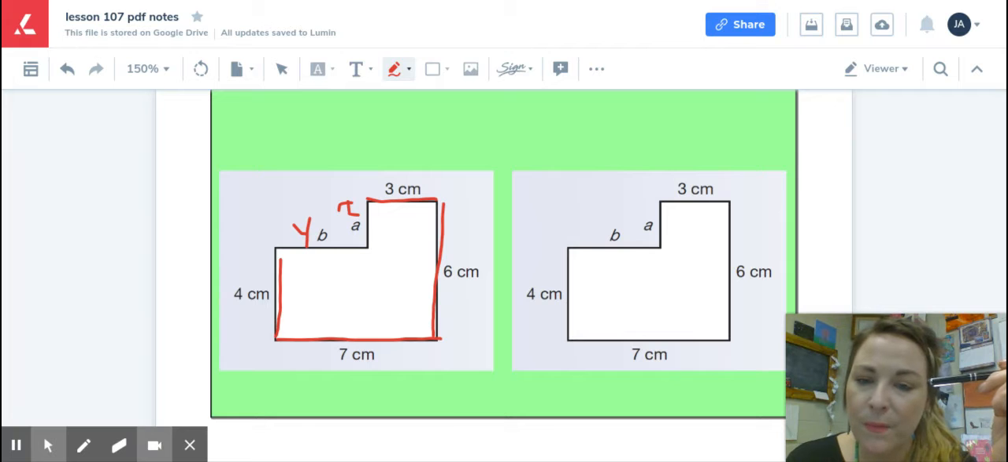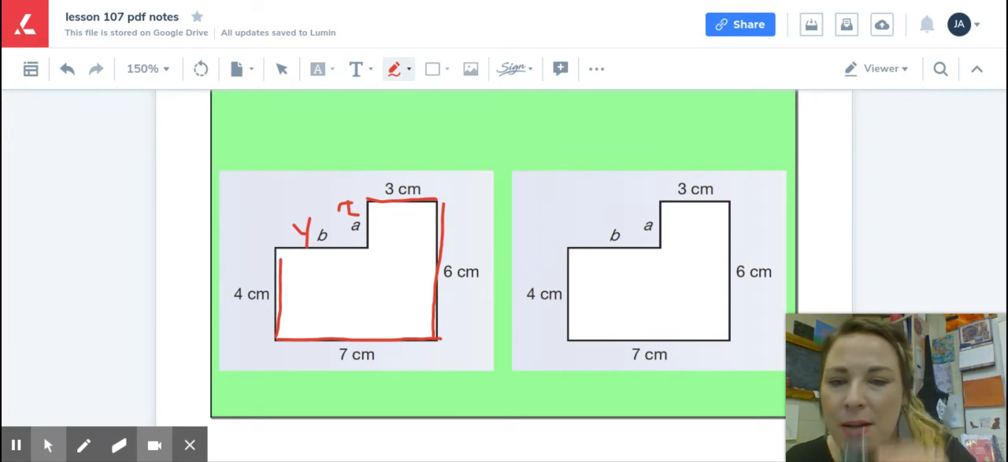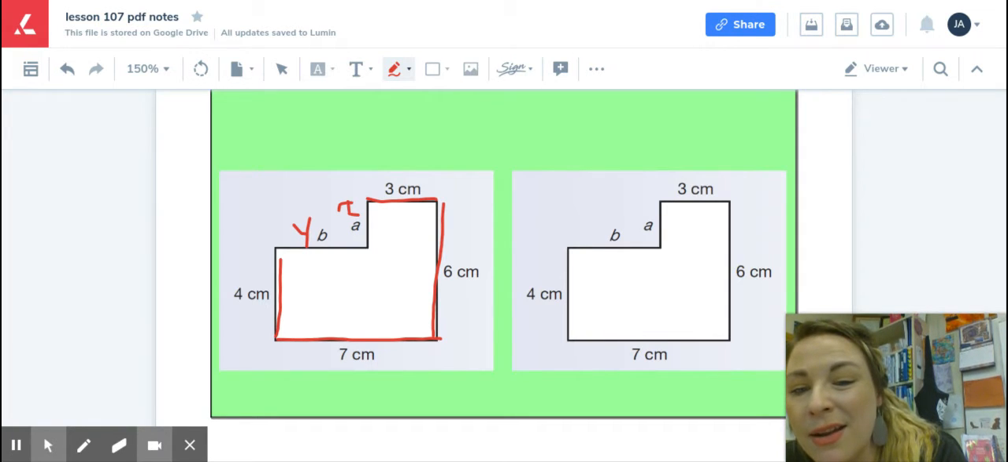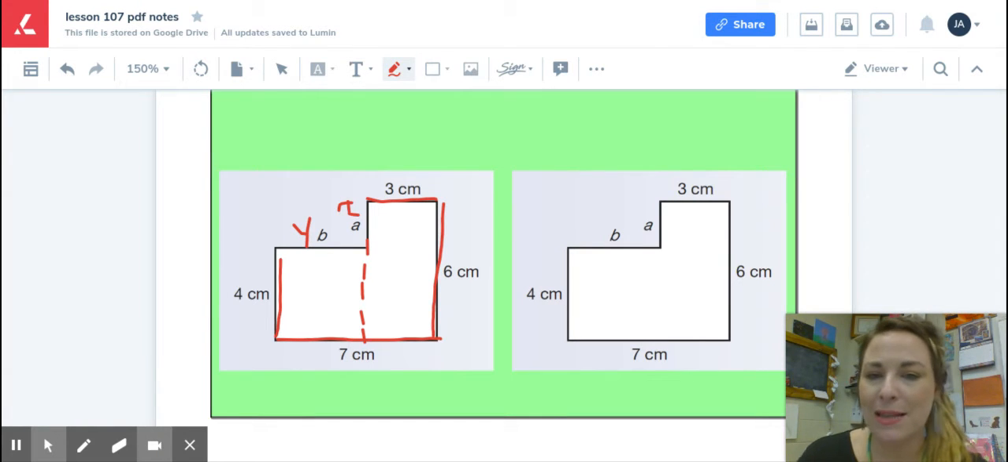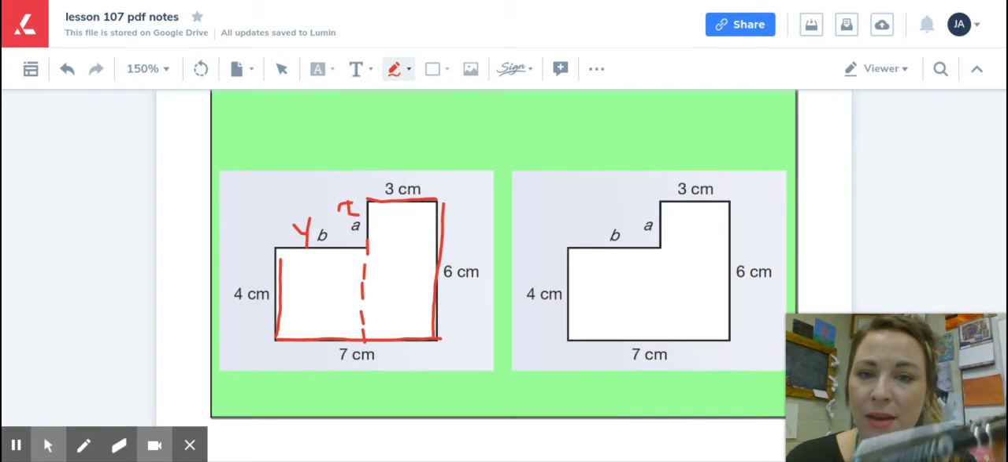Okay, so how do I want to break this up? Let's go like this. When I break it up, I'm going to make these dotted lines. Not super easy with this stylus and this flipped up touchscreen Chromebook, but we're going to work with it. So now I have 2 rectangles. I can do this. So I'm just going to find the area of each and add them together.